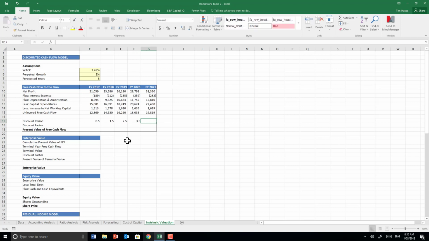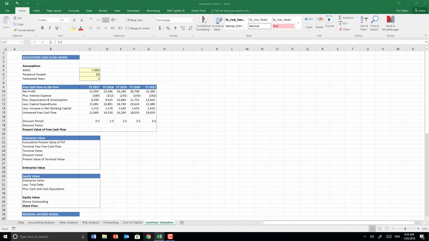But the idea here is that you're not discounting something that is 1 year into the future. You don't discount it by 1. You discount it by 0.5, and the idea here is because cash flows would have been accumulated throughout the year, so we discount them by 0.5 to account for the fact that we've accumulated them throughout the year and they didn't just magically appear at the end of the year.